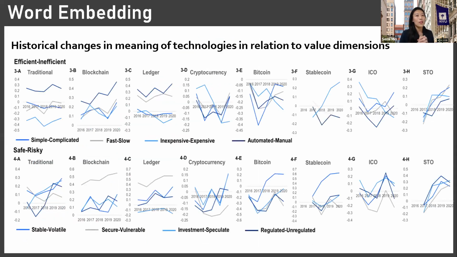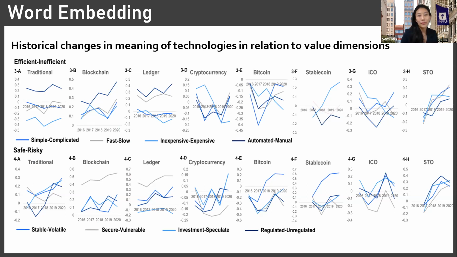This figure also shows how the association between the value dimensions and the blockchain technologies changed over time between 2013 and 2020. You can match this pattern with events happening on the ground and then see how these value dimensions and blockchain related technologies changed over time.